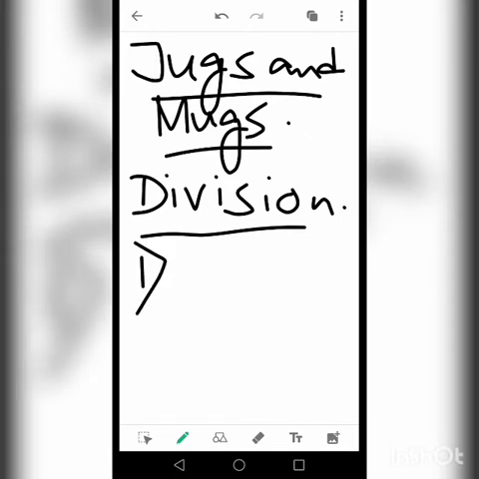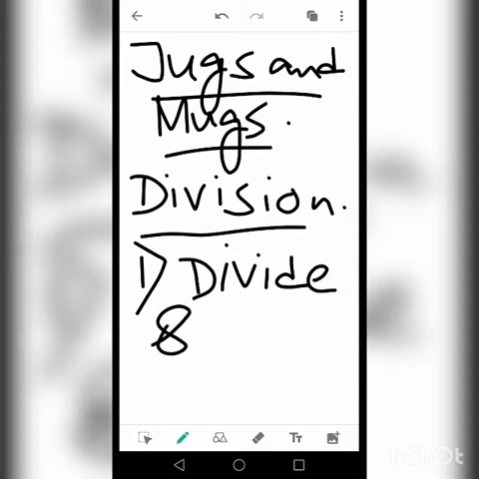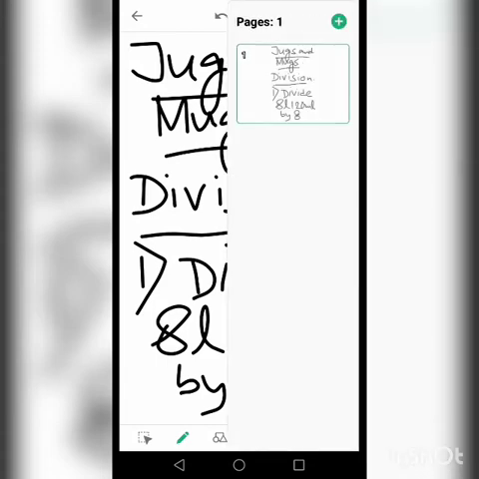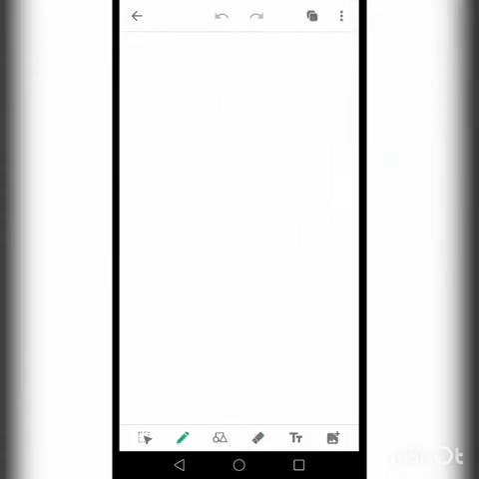Suppose our first question is: divide 8 liter 120 ml by 8. Now you have been asked to divide 8 liter 120 ml by 8. For the solution part, we will move to the next board.